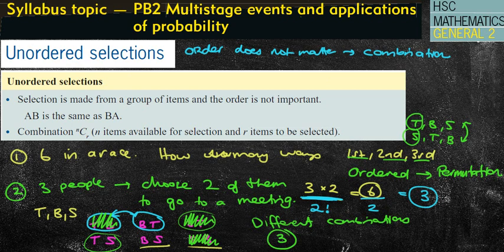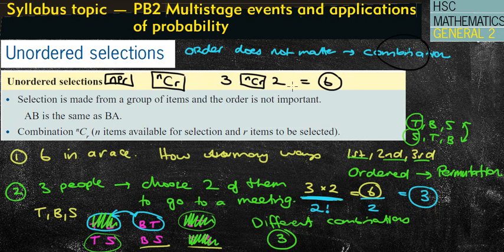Now, for some of you, if you're using the nPr from the last lesson, you might be using the nCr buttons. For this question, once you had figured out that order did not matter, therefore it was a combination, what you could have pressed was, well, I've got 3 people, and it's a combination, so nCr, and I'm choosing 2 people, and that would calculate 3 for you if you're using the calculator.